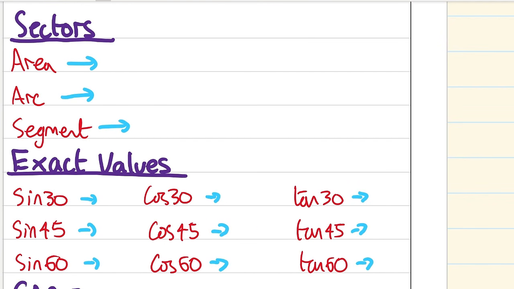Sectors. When measured in radians, the area of a sector is a half r squared theta, and the length of an arc is r theta. The area of a segment is given as a half r squared, open brackets, theta minus sine theta.